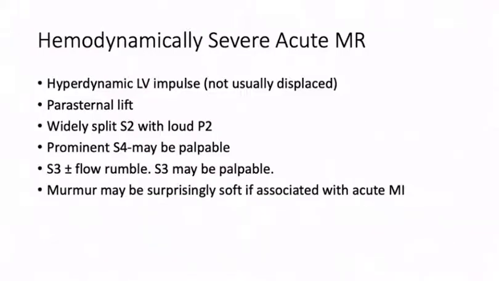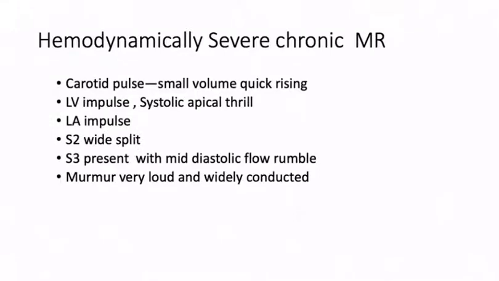There is a hyperdynamic LV impulse with a late parasternal lift and wide split S2 in expiration, and a prominent S4 can be seen, and S3 with a diastolic flow rumble. Whereas in severe mitral regurgitation, there is a small volume quick rising pulse, that is a small water hammer pulse, with an LV apical impulse which is displaced outward and lateralward with an associated apical thrill, and the presence of LV S3 with mid-diastolic flow rumble, and the intensity of the murmur will be high, associated with a thrill.